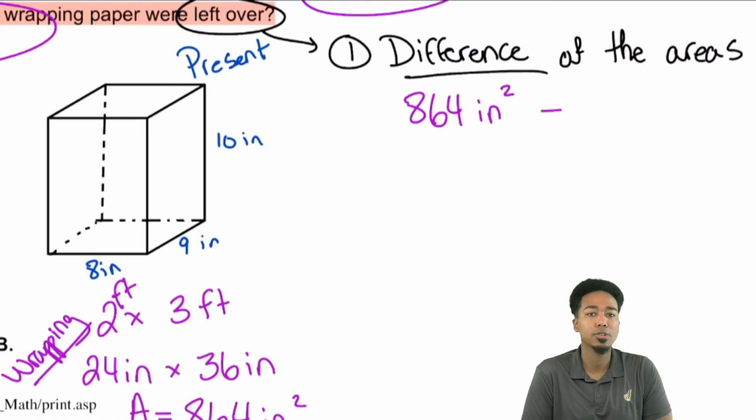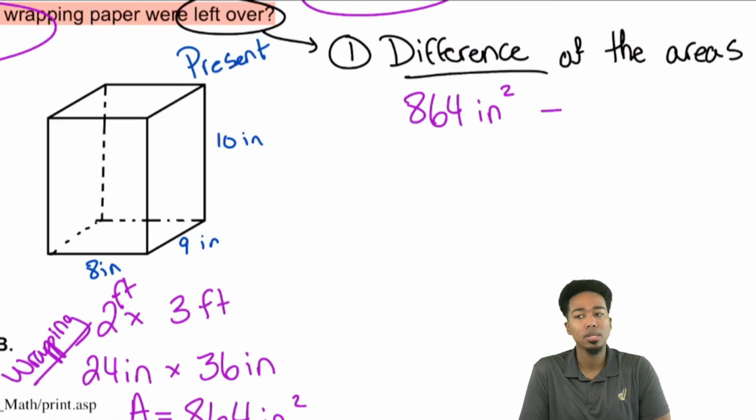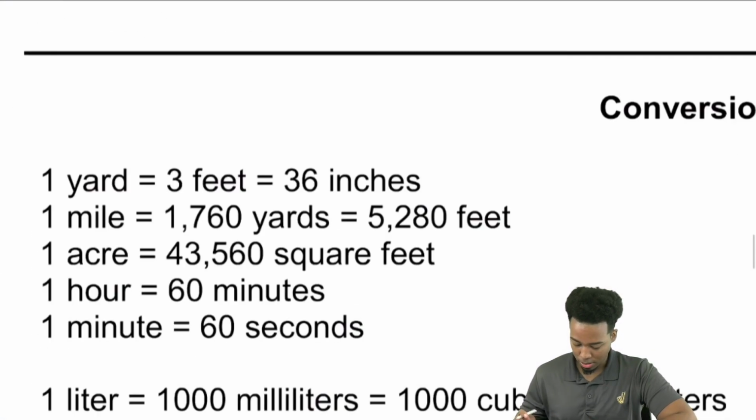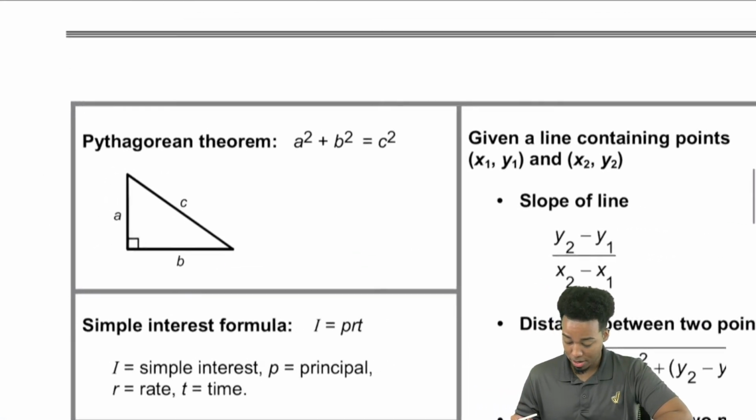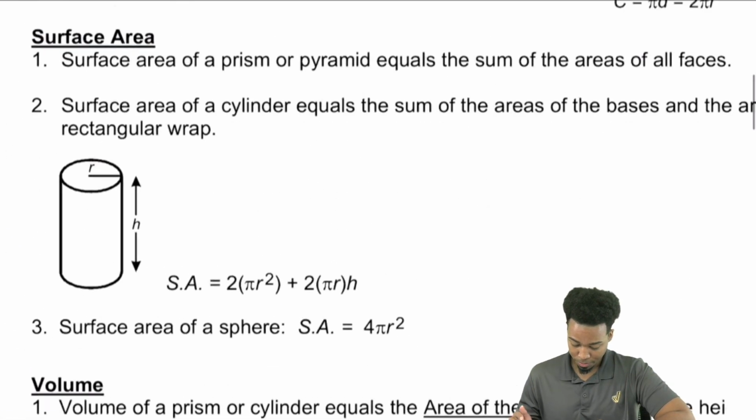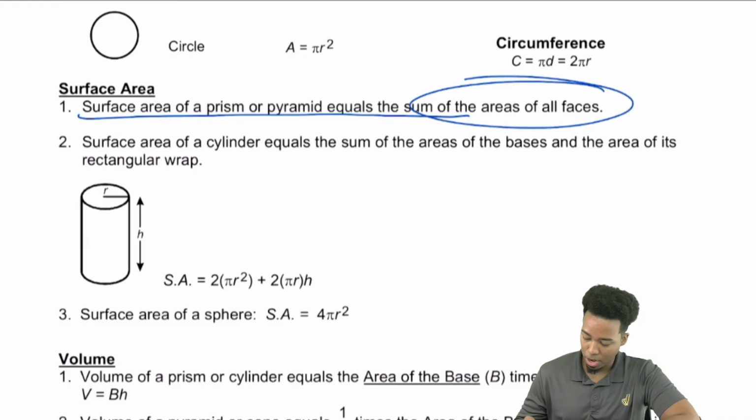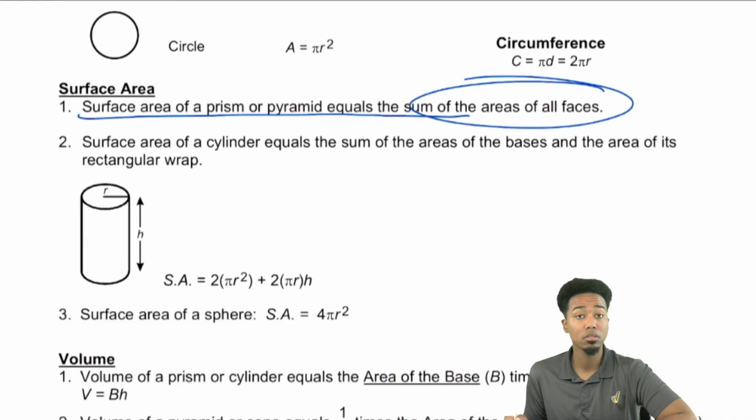And the way that we're going to find surface area is similar to how we do perimeter, but just pay attention here. If we look at our study guide, do we have it here? Oh yeah, we do. Boom. Surface area of a prism or pyramid equals the sum of the areas of all the faces. Nice. Cool.